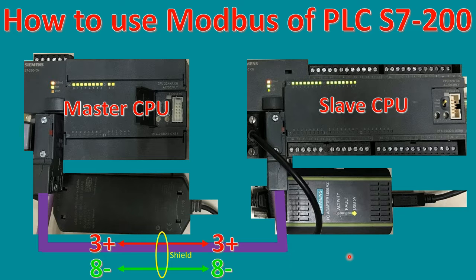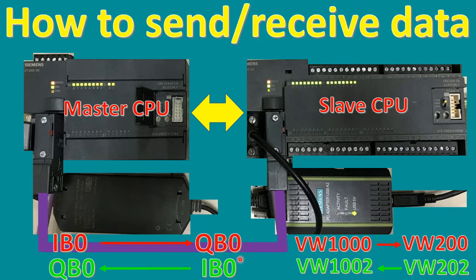Today we will go to part 2 about how to link data from PLC S7-200 to PLC S7-200 by using the Modbus. In the previous video, we already learned how to link data by linking IB0 of the PLC slave to QB0 of the PLC master.